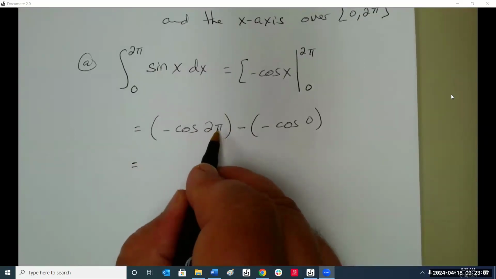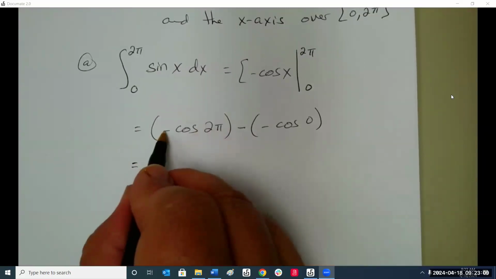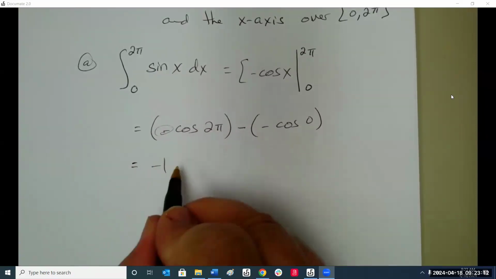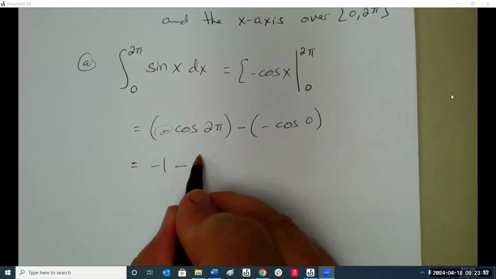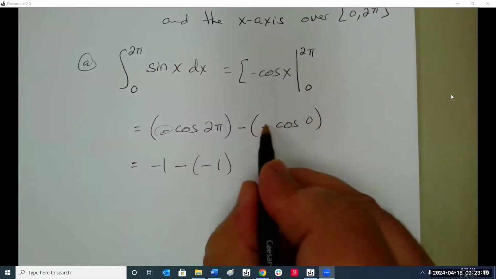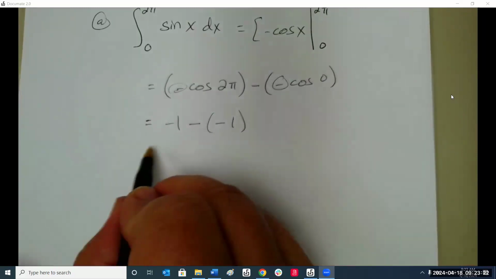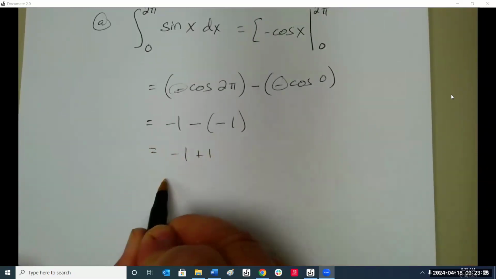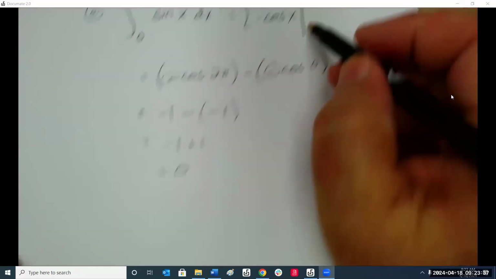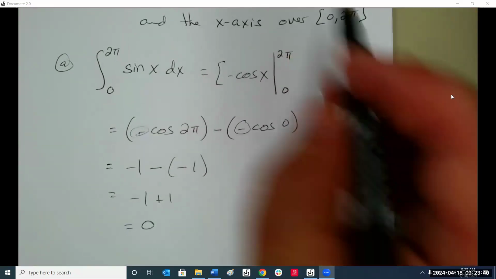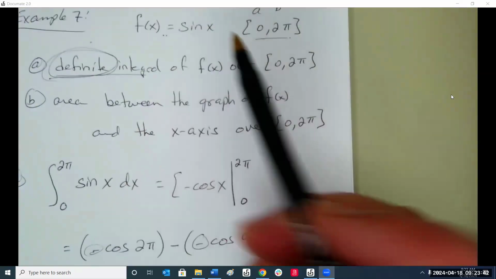What's cosine of 2 pi? 1. So it becomes negative 1. Cosine of 0 is 1. So it's also going to be negative 1 because of this negative in front. So it becomes negative 1 plus 1 is 0. Problem. If it comes out 0, what does that tell us? There's equal area on top and bottom. So in this domain, do we have an x-intercept for sine x?